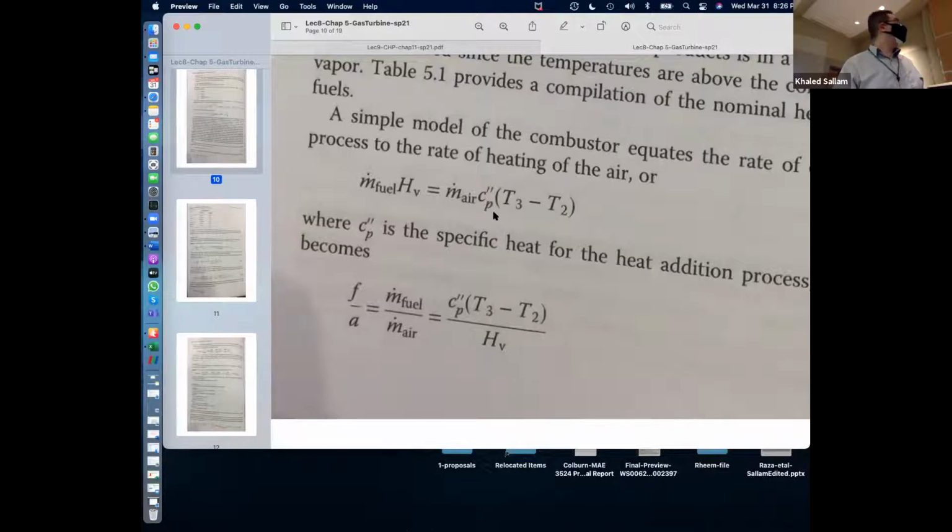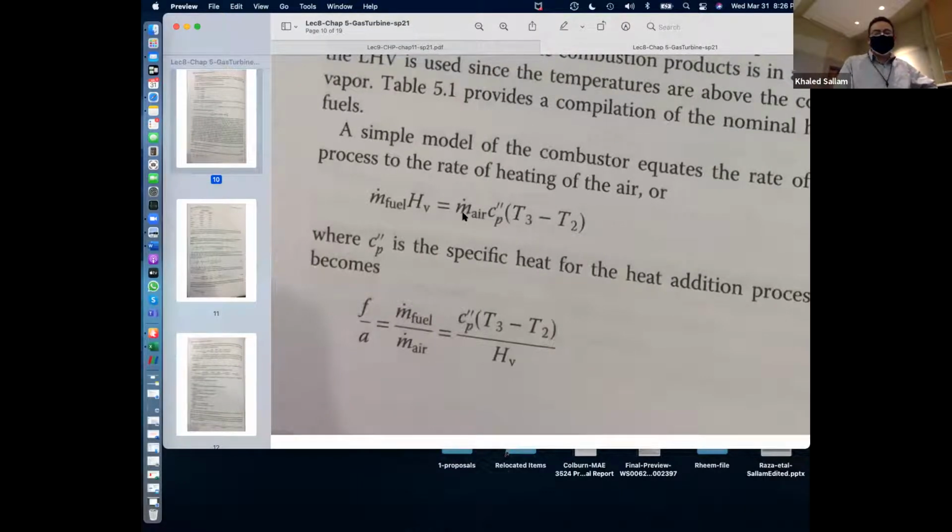All right, and here I have to use a Cp that is appropriate for the combustion chamber, something between all air and all exhaust. And this Q added is coming from what? From burning the fuel. So m dot fuel times the heating value of the fuel.